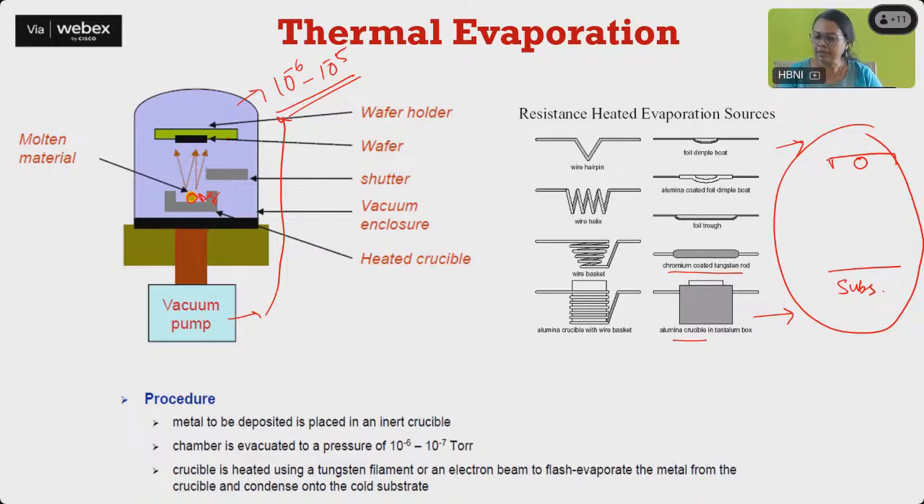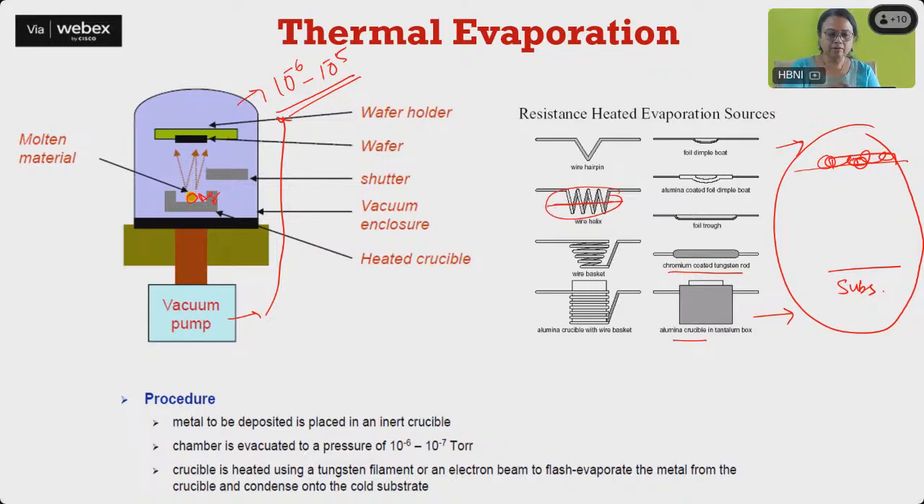We can put a wire, and on that we can keep our evaporating material. For metals, we can put a wire inside this helix, of Ag, Au or aluminium, anything. So we can do a top down or a bottom up, and use thermal evaporation. Generally the crucible is heated using a tungsten filament.